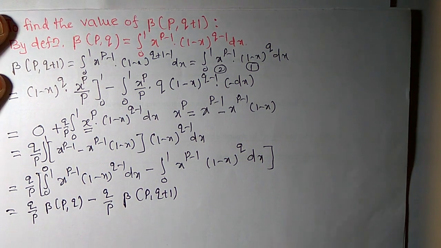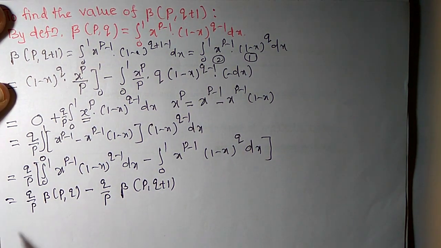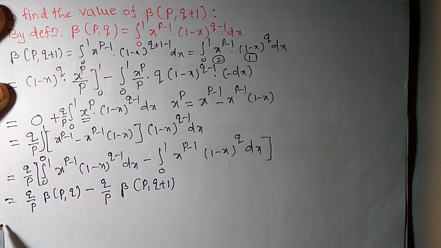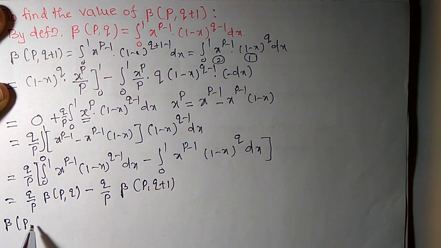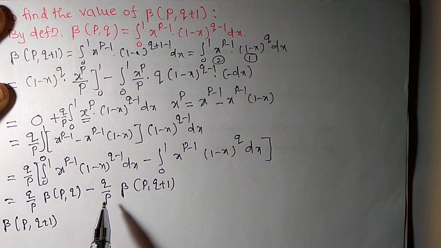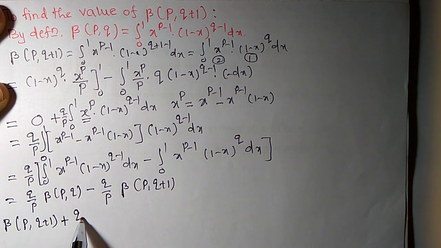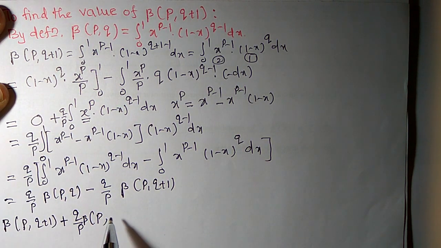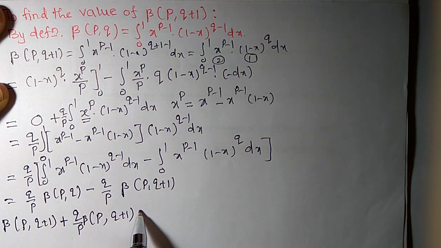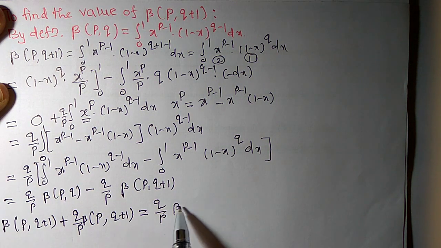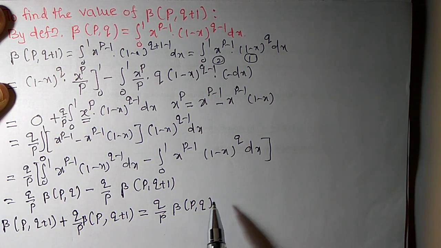But what I want to obtain? I want to obtain the value of beta of p comma q plus 1. Left hand side is beta of p comma q plus 1. Right hand side is also containing the same thing. That's why I want to take this term to the left hand side. It becomes q by p beta of p comma q plus 1 is equal to q by p times of beta of p comma q.